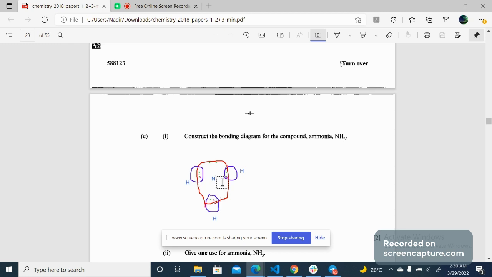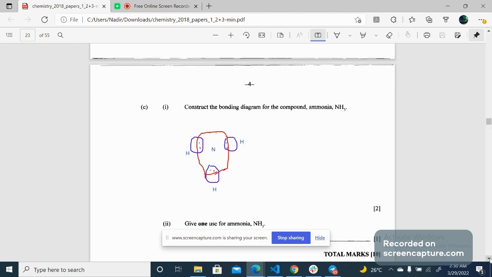So you can see all of the unpaired ones form pairs, and these two electrons already had a pair, so they don't need to make any bond with any other unpaired electron. So this is the bonding diagram of ammonia, in which you have one nitrogen atom and three atoms of hydrogen. This is how it is. So this is the detailed answer for this question.